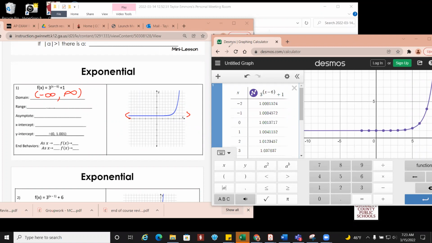For our range, it is our lowest y value. So you see how there is a horizontal asymptote right here. It kind of levels off. It gets close to a certain number, but never actually touches. So an asymptote is something that we get really close to, but never touch.